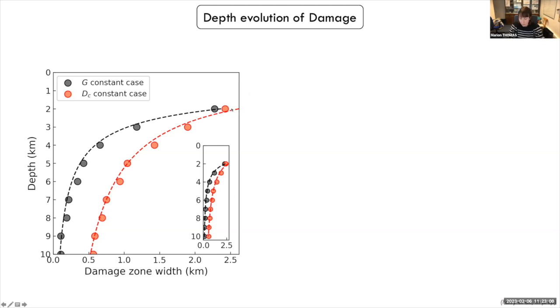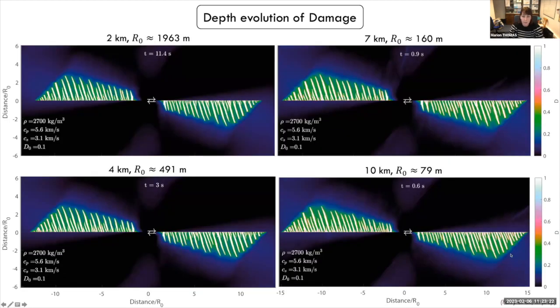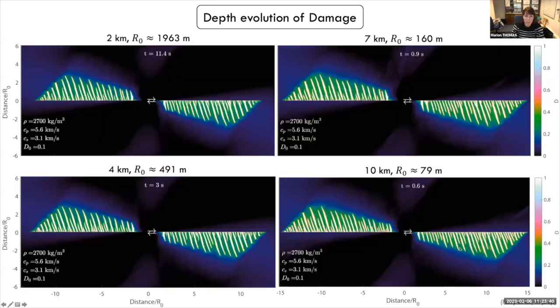So indeed, this is the Okubo et al. study, and we have a decrease in damage with depth, and this is something we are currently computing. Now we are computing the energy dissipated, because what they've shown is that even if you are decreasing the width, in terms of energy dissipation, this is constant because you're increasing the damage density.